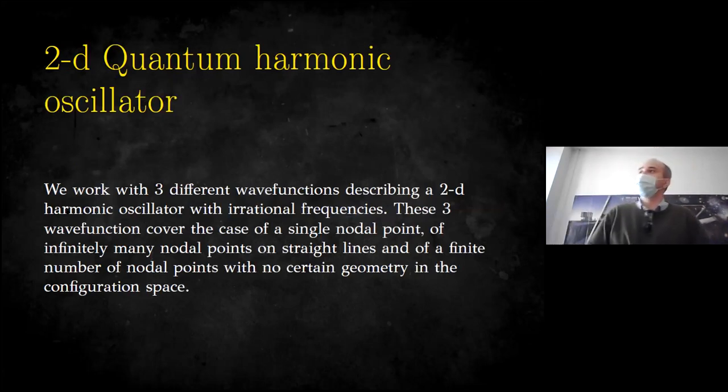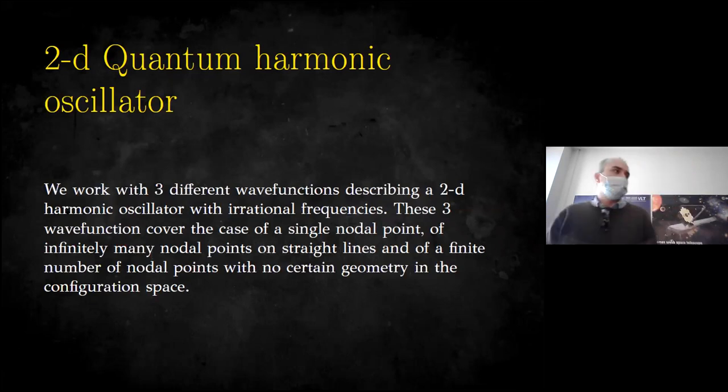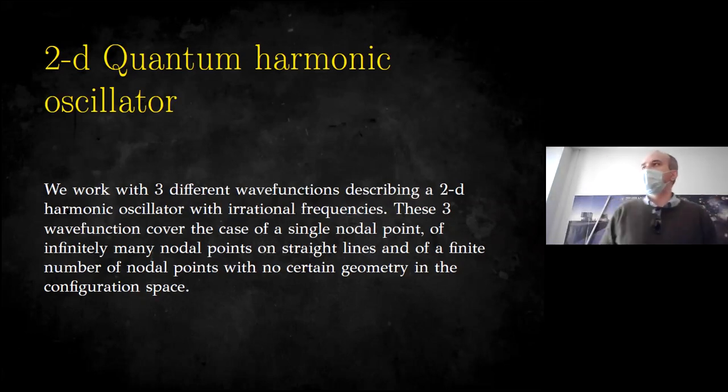We are trying, this is an ongoing process. We are trying to understand what happens, since we have been working in this field since November, I think, or October. And we work with the usual workhorse of quantum mechanics, the harmonic oscillator. We have a 2D quantum harmonic oscillator, no interaction terms, no perturbations, the simplest two-dimensional quantum system, but very important from a Bohmian perspective. So we work with three different wave functions. I have not written the formulas here because they are too big and not useful for our discussion. These describe a 2D harmonic oscillator with irrational frequencies.